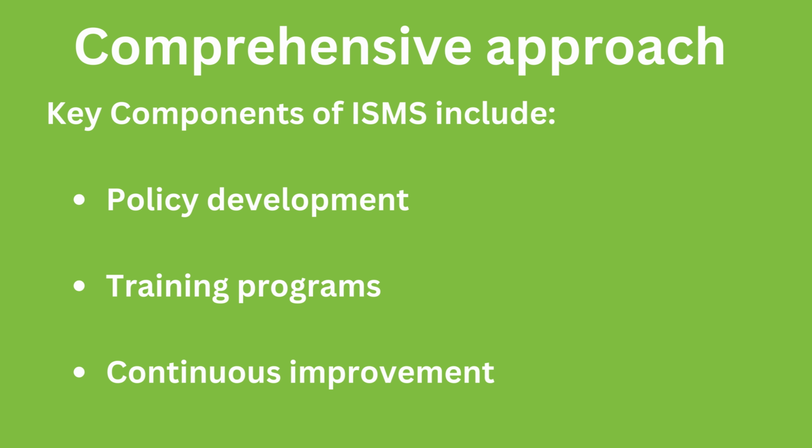Continuous improvement is a core component of ISMS. It involves regularly reviewing and updating safety procedures to ensure they remain effective and relevant. In the electrical industry, continuous improvement might involve implementing new technologies or procedures to reduce risks. For example, a power plant might implement a new safety procedure for handling hazardous materials after conducting a thorough risk assessment.